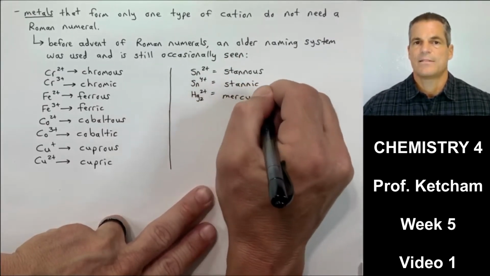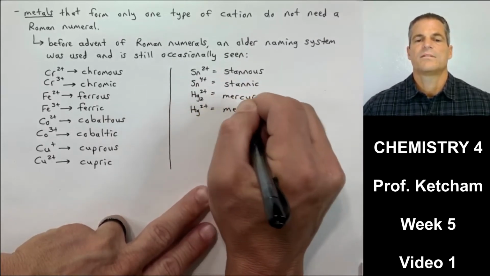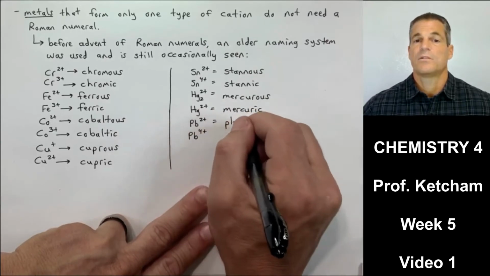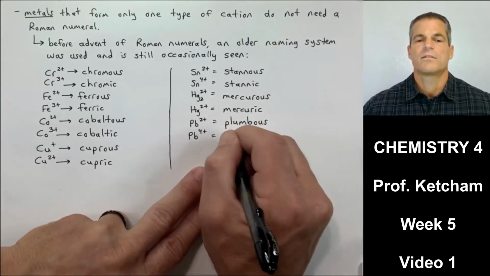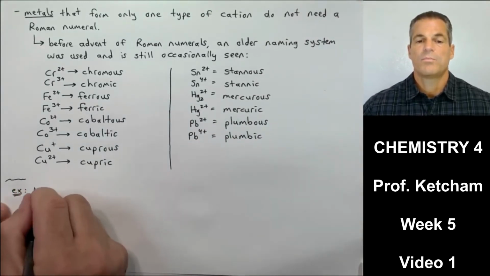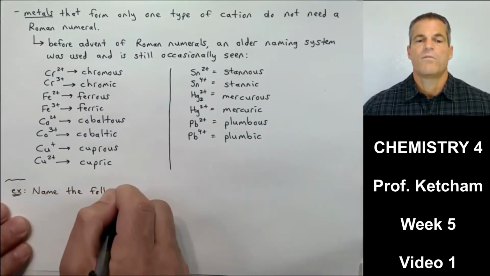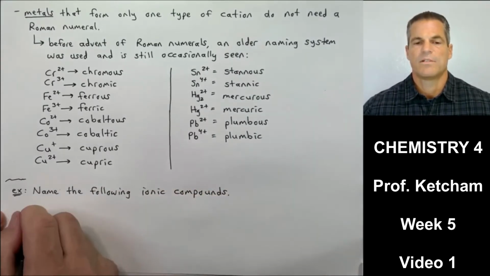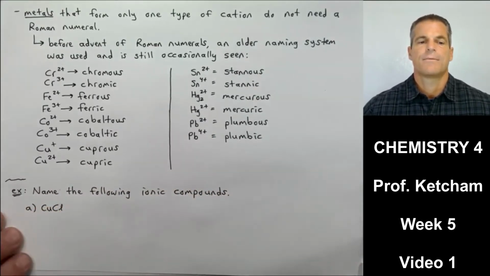Sn2+, stannous, Sn4+, stannic, Hg2 2+, that's the mercury 1 ion, mercurous, Hg2+, mercuric, Pb2+ is plumbous, Pb4+, plumbic. Okay, so we're using the Latin names here for the -ous and the -ic.